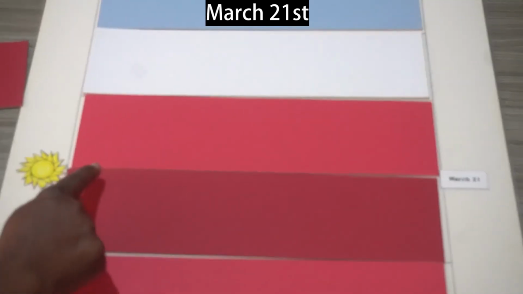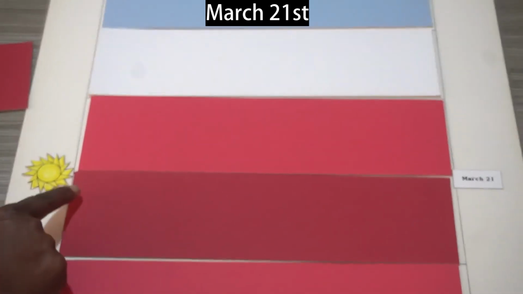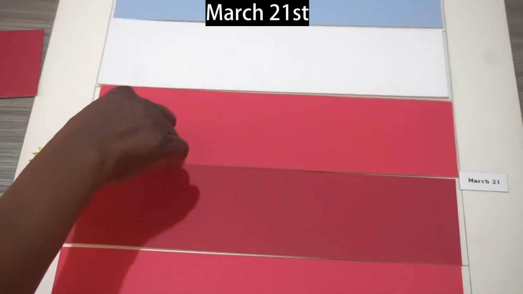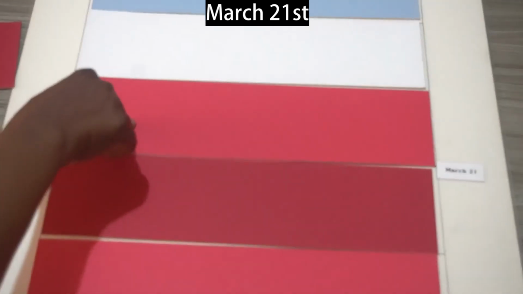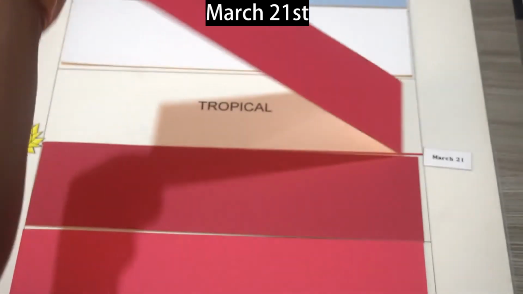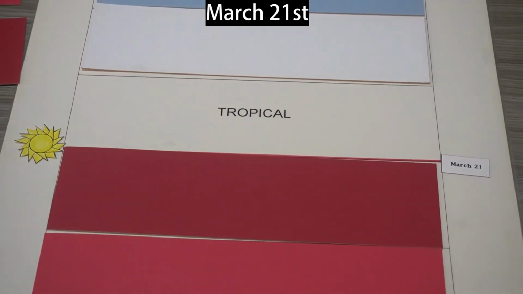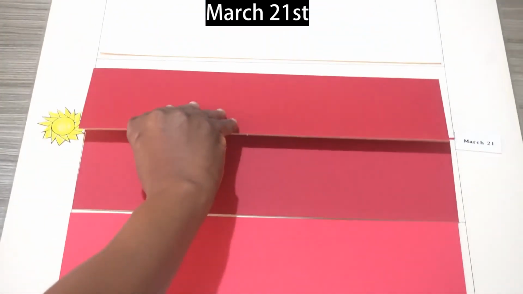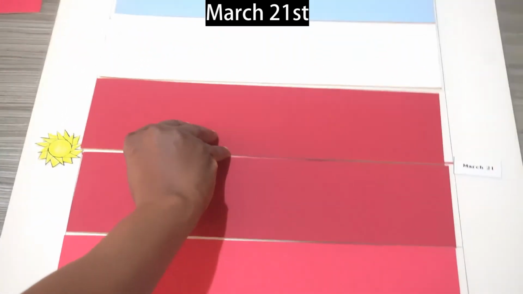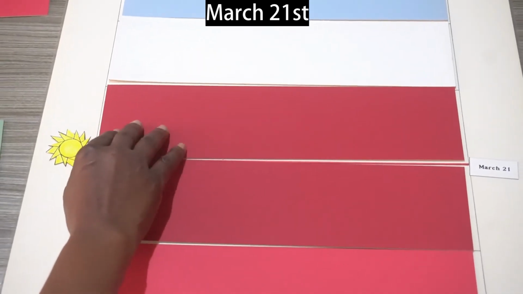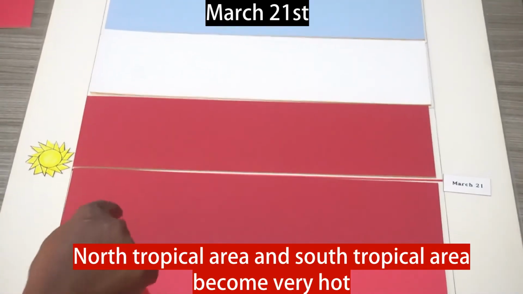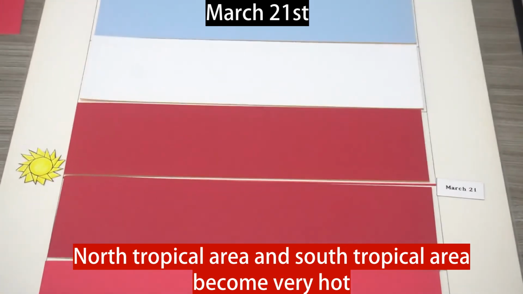When the perpendicular rays are here, we know for sure that this area, just as here, will also be very, very hot. So we'll exchange this for dark red. So the north tropical area and the south tropical area will be very, very hot.